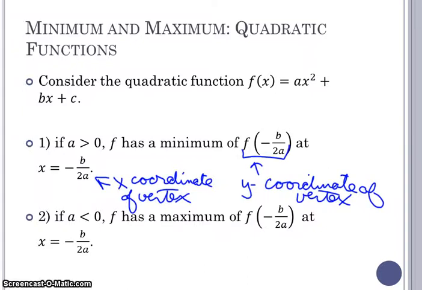So if your a is less than 0, that means you're going to open down. So it has a maximum value of whatever your y coordinate from your vertex is again, at whatever the x coordinate is. So your y value is the actual maximum or minimum, and the x is the location of that maximum or minimum.